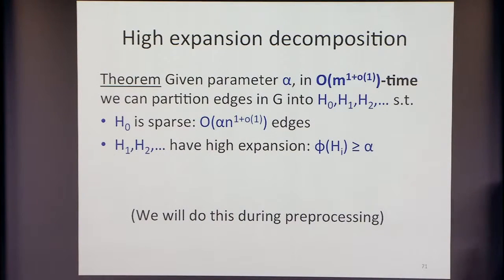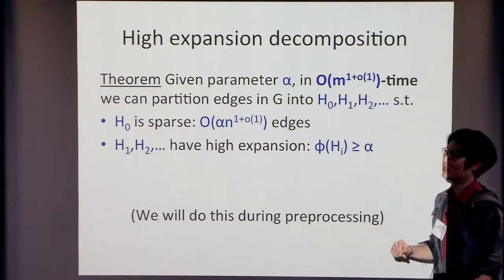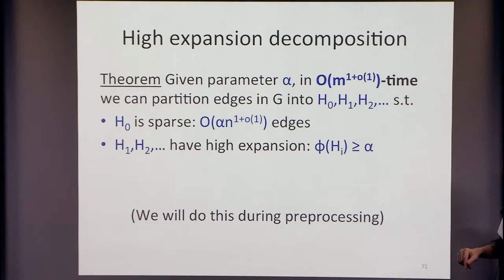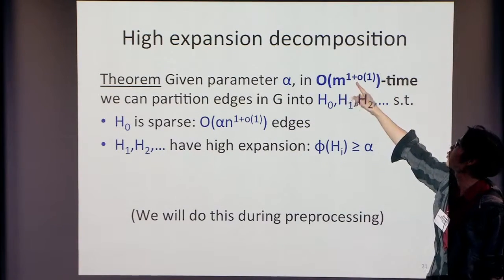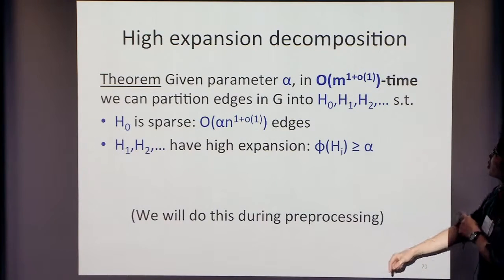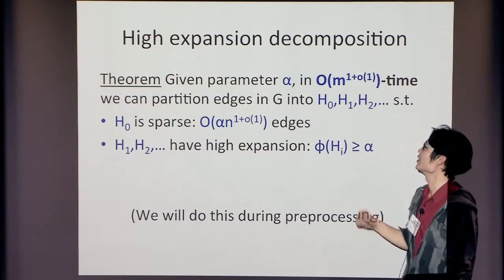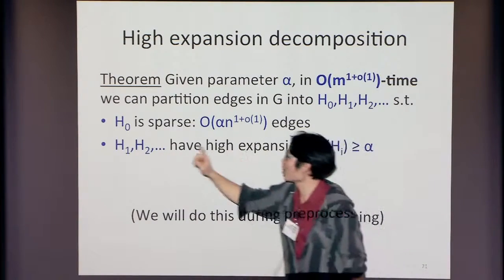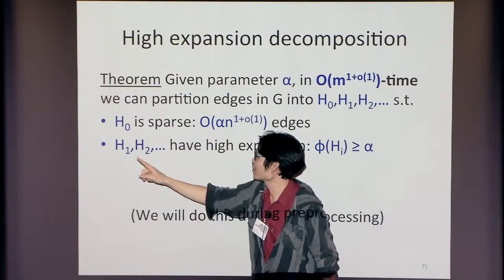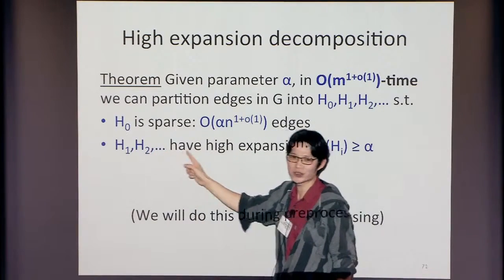So now what is high expansion decomposition? It states the following. Given a parameter alpha, we can do the following in almost linear time. The running time is m times n to the 1 plus little o(1). You can partition the edges in G into two parts. Part one is H0, and the other part will have H1, H2, and so on.